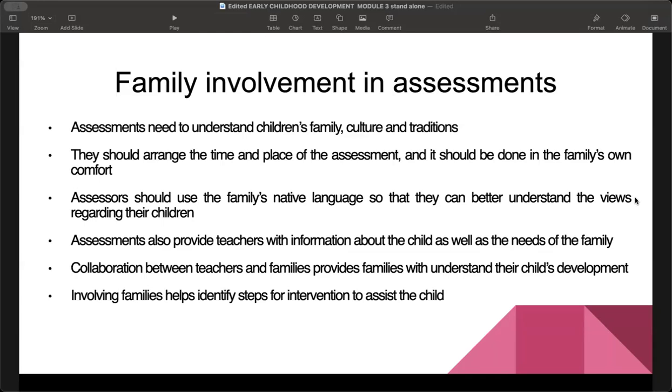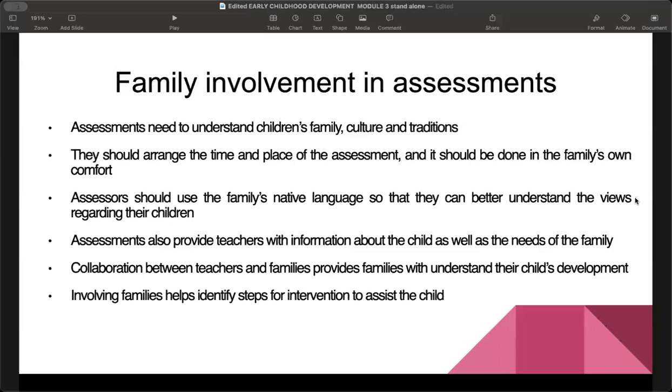Secondly, we say that they should arrange the time and the place of the assessment, and it should be done in the family's own comfort. I don't know how practical that is, but when it is possible, then if your teachers don't mind, if your principal doesn't mind, then so be it, right?